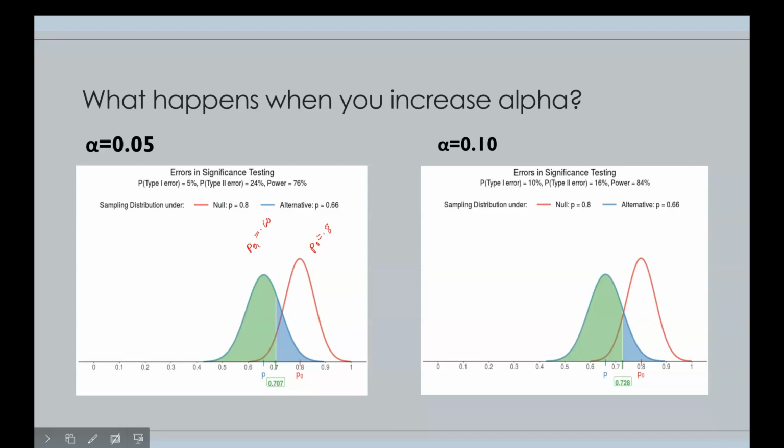So that vertical line over here is that cutoff point. In this case, to the left is my rejection region, so it's opposite from the first diagram we had, and to the right is when I fail to reject.